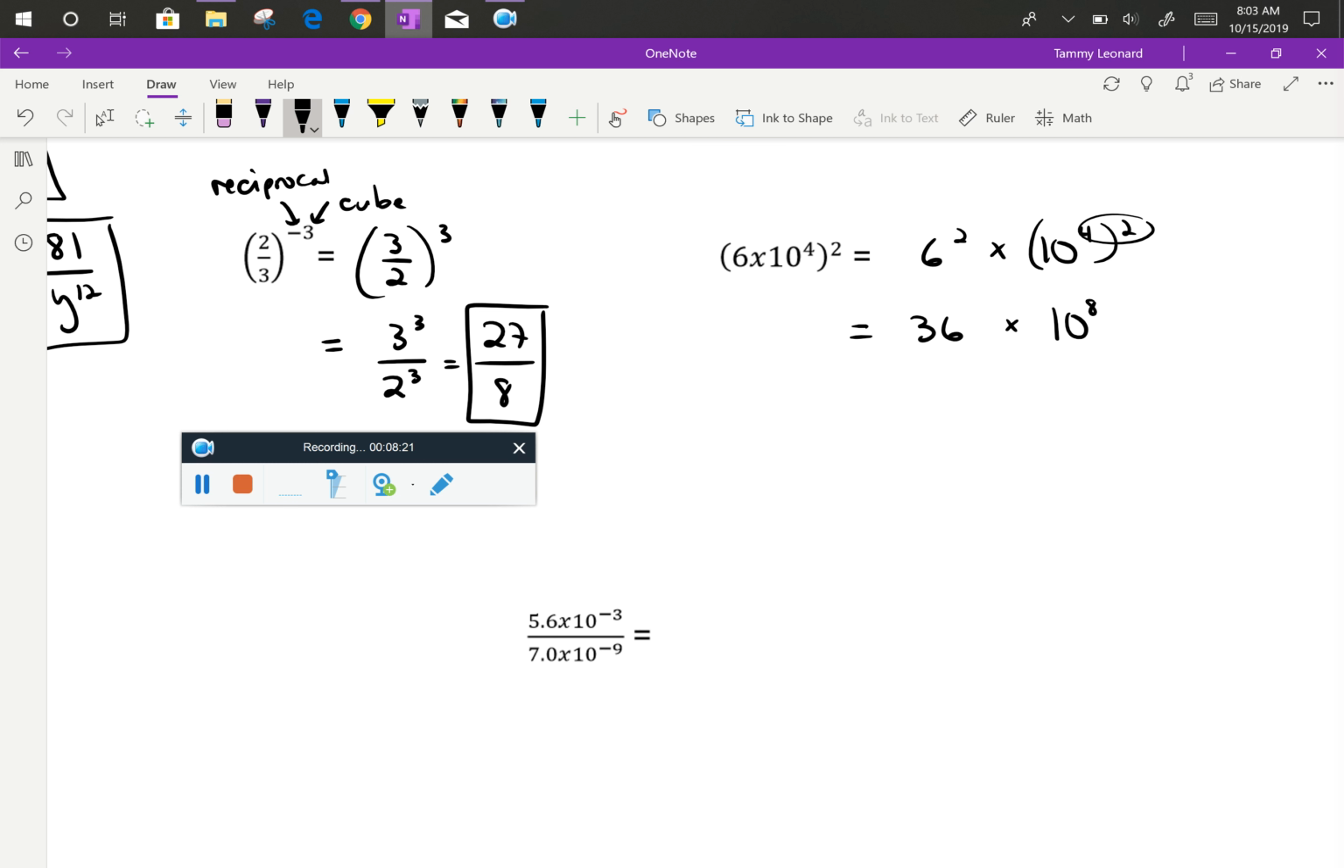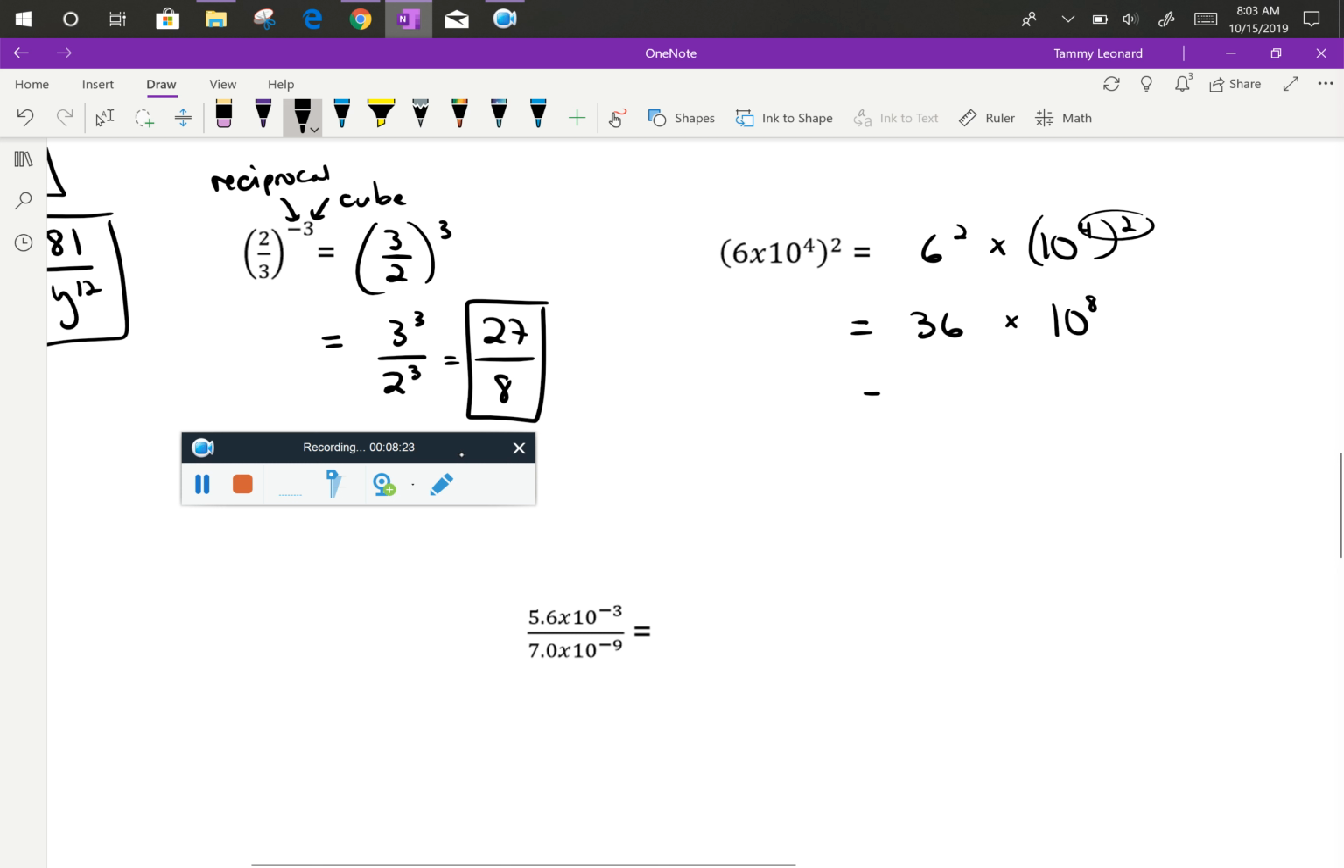When we look at this number, we realize this is not in scientific notation. We're going to have to make the 36 into a 3.6. Moving that decimal point one place makes the number smaller. To balance that move, I need to make the power on the 10 one order of magnitude bigger, so I've got a 10 to the 9th.